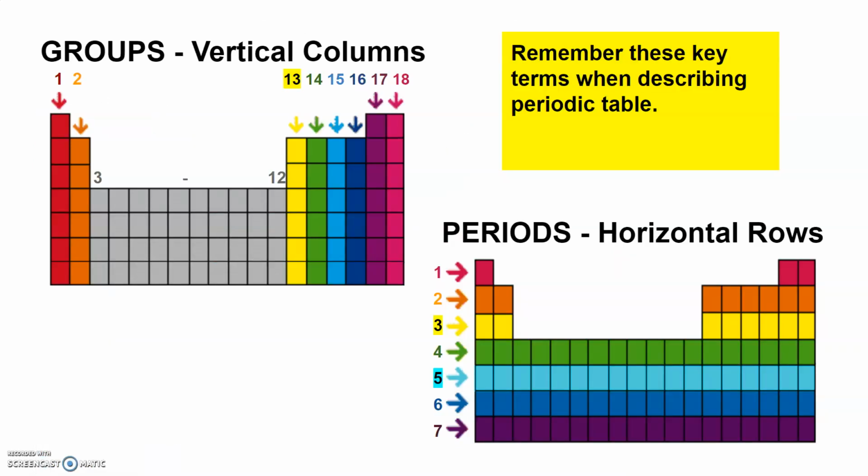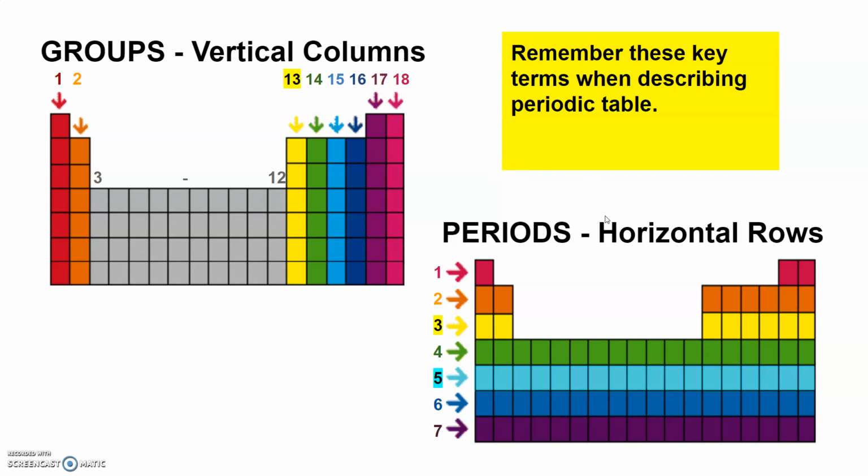Now, before we go any further, there's some things that I want you to remember in terms of how we describe the periodic table. We describe how it is structured using the terms groups and periods. Groups, which are shown over here on the upper left, are our vertical columns. So the first column will be group 1, second will be group 2. In the middle here, we have what's called the transition metals. Those are group 3 through 12. And then at the end, we have groups 13 through 18.